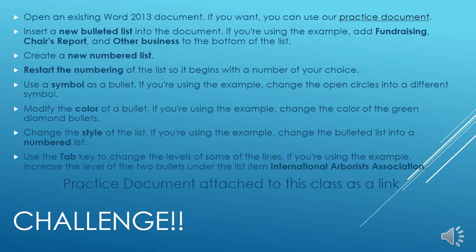If you're using the practice document, change the color of the green diamond bullets. Change the style of the list. If you're using the practice document, change the bolded list into a numbered list. Use the Tab key to change the levels of some of the lines. If you're using the practice document, increase the level of the two bullets under the list item International Baptist Association. So these are some great challenges to get you going with lists.